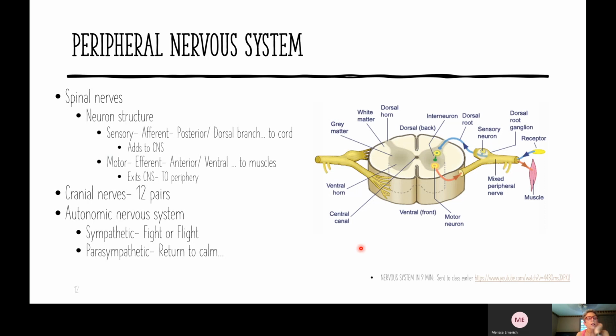And then that goes out to the muscles. The other really important thing besides the spinal nerves and the cranial nerves is the autonomic nervous system, and that is where fight or flight and the parasympathetic come in.